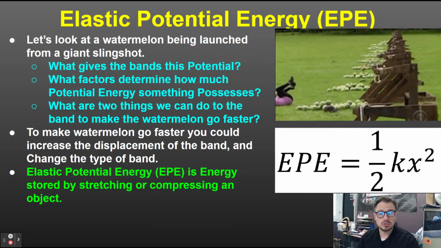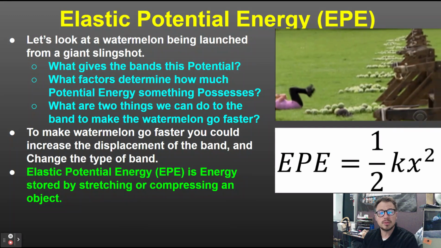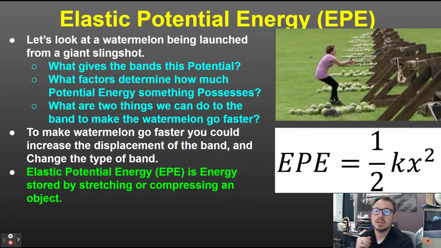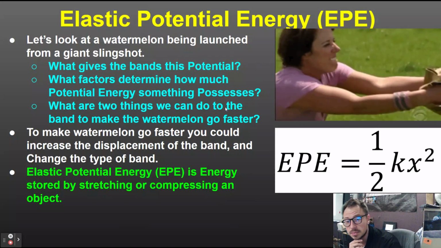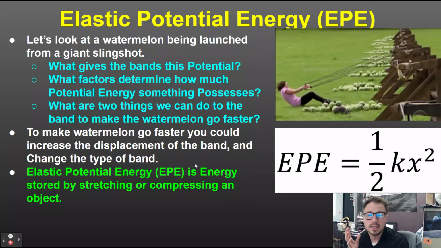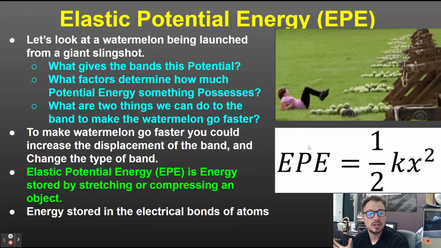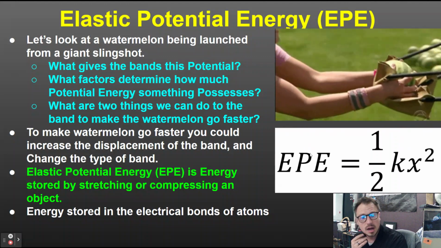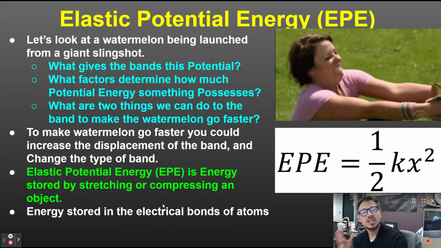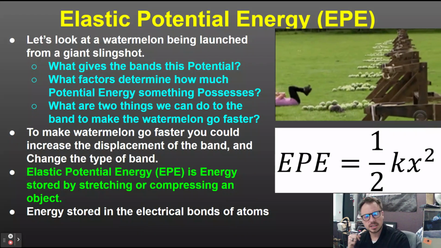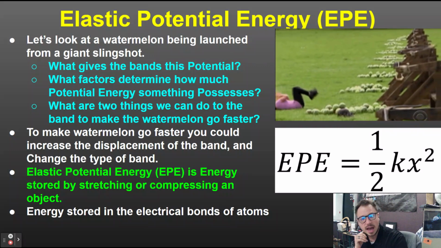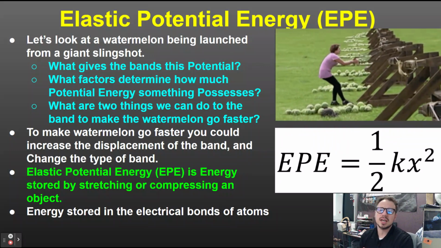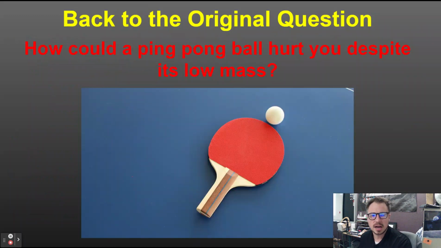Think about a ball that you drop and it bounces. That ball is going to compress, and that energy is stored as elastic potential energy. And this is the equation for elastic potential energy: 1/2 times the spring constant times the displacement squared. So it's technically stretching out the electric bonds between those atoms and molecules, but we just say it's stretching and compressing an object.